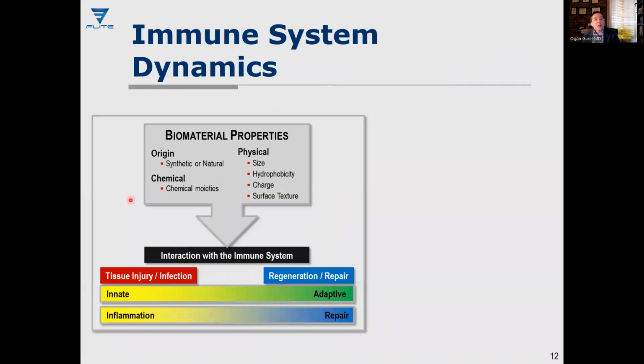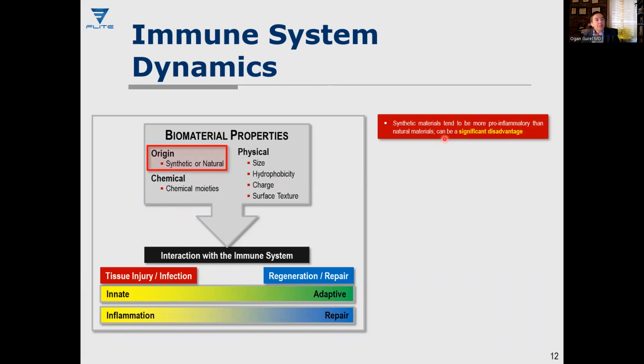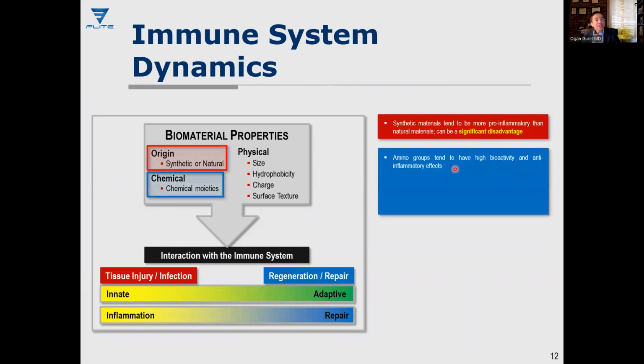So if we can summarize in terms of the immune dynamics, we have the biomaterial properties. Synthetic materials tend to be more pro-inflammatory than natural. This can be considered a significant disadvantage. On the chemical side, amino groups tend to have a high bioactivity. Hydrophobic methyl groups tend to have low bioactivity, but there's no systematic pattern.